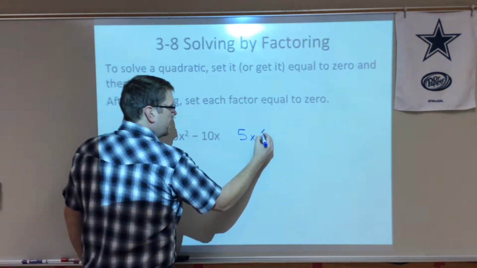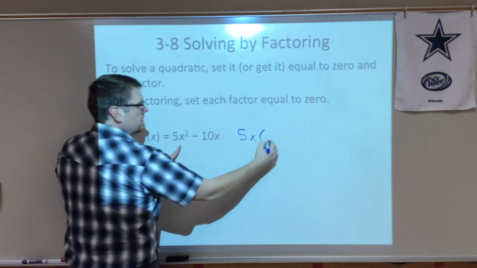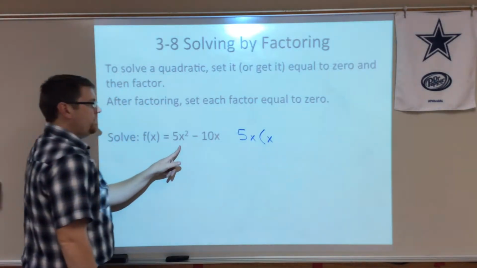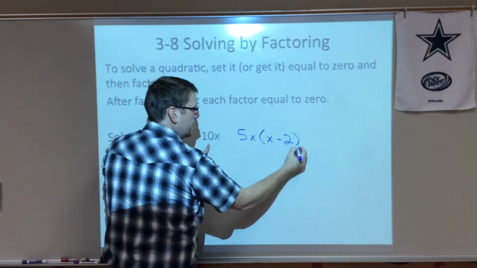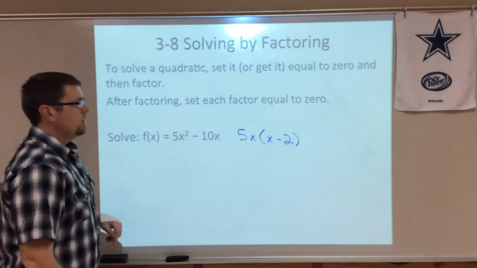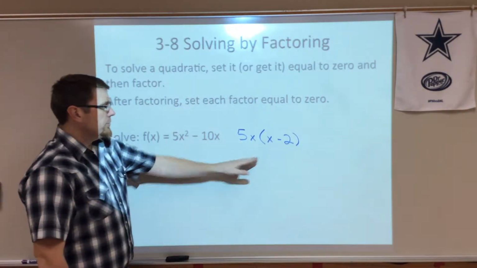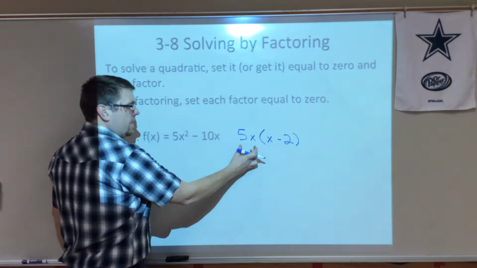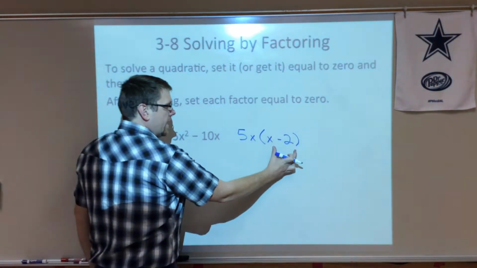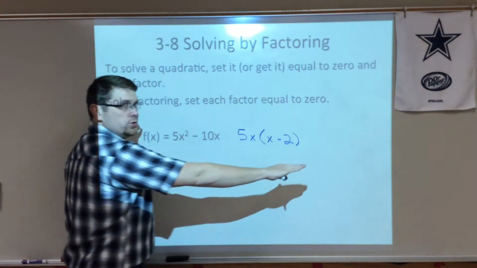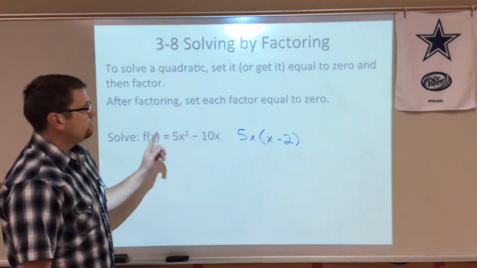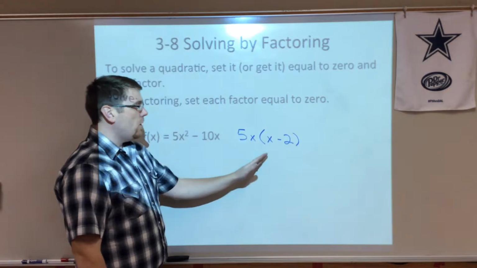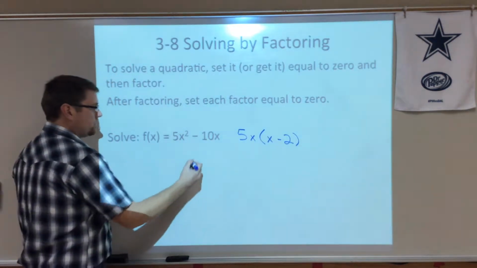And then if I divide both of these by 5x, here I'll just be left with x, and here I'll just be left with negative 2. So here are my two factors. I've got a factor of 5x and a factor of x minus 2. And this is as far as we went in our previous video in factoring review. However, to solve this, we've got one more thing to do.